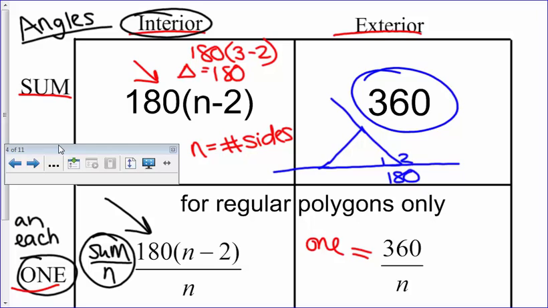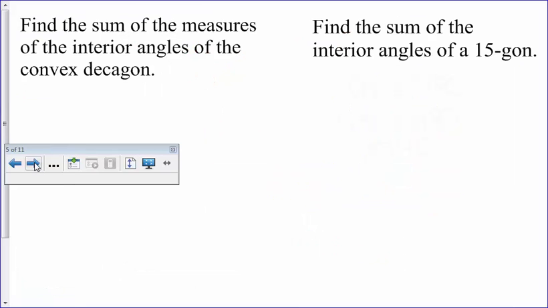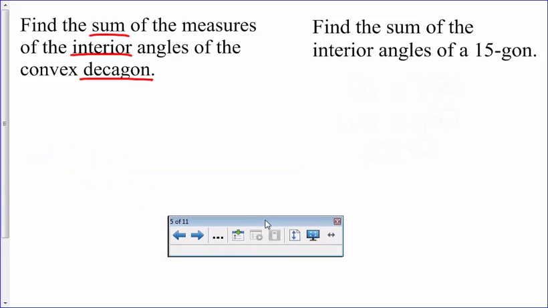They're really important for the SOL also. They like this section. So let's go ahead and put some numbers into these formulas in practice. Here's the first one. I always tell you to underline the different keywords. In this one it says find the sum. To me that's a keyword. Of the measures of the interior angles of the convex decagon. So those are the three keywords that tell me which formula to use. We're finding the sum of the interior angles of a decagon.